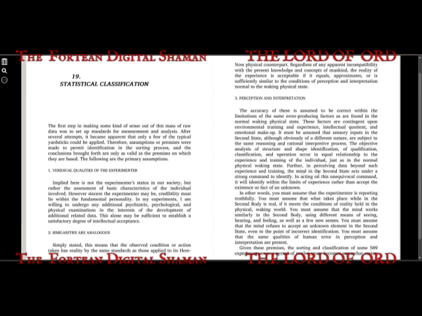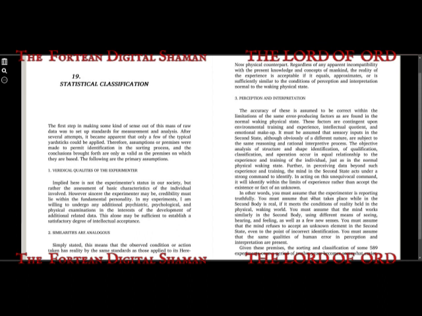Further, in perceiving data beyond such experience and training, the mind in the second state acts under strong command to identify. And acting on this unequivocal command, it will identify within the limits of the experience rather than accept the existence or fact of the unknown.